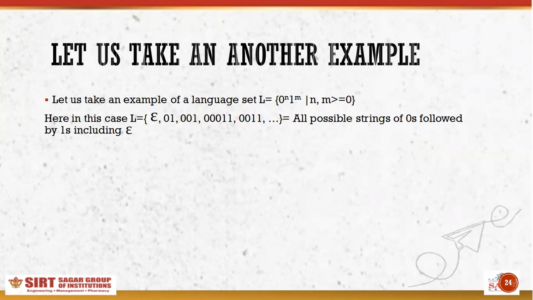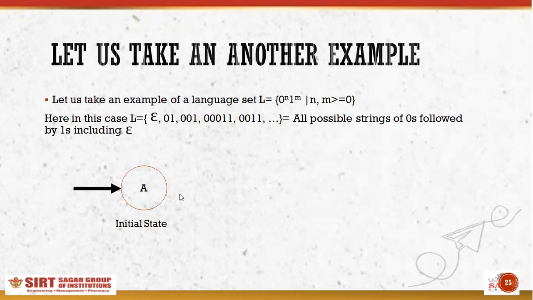Okay. And since n and m are independent entities, any number of zeros can come followed by any number of ones after that. So all possible strings of zeros followed by any number of ones, including epsilon, will be there in this language. Okay. So what we'll do, first of all, we'll make an initial state. Initial state will be there in every machine.